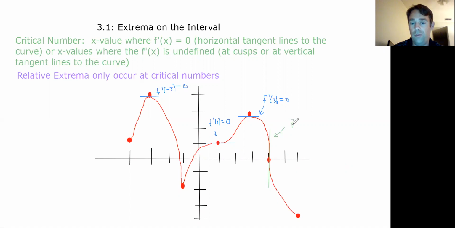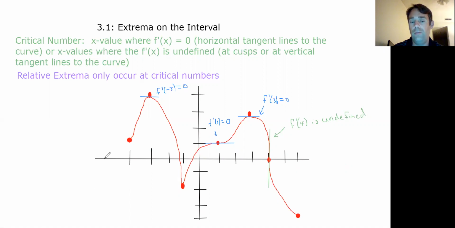So f prime of 4, we'd say that is undefined. Still a critical number. Something happened there. And as we go through this chapter 3, we will talk about what happened there.